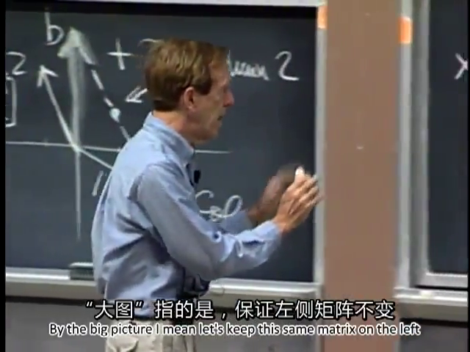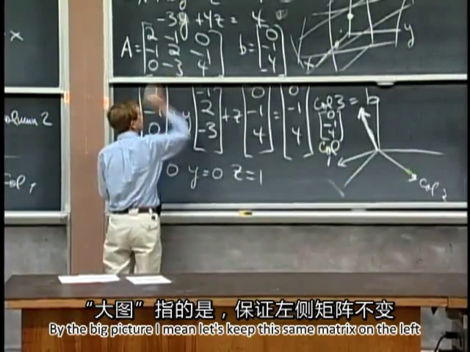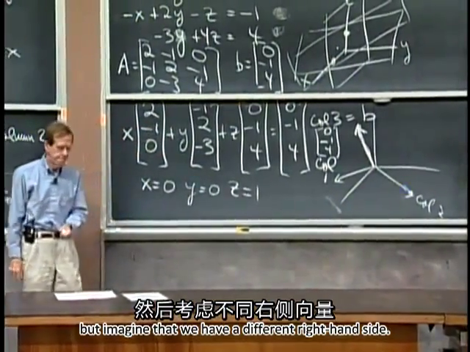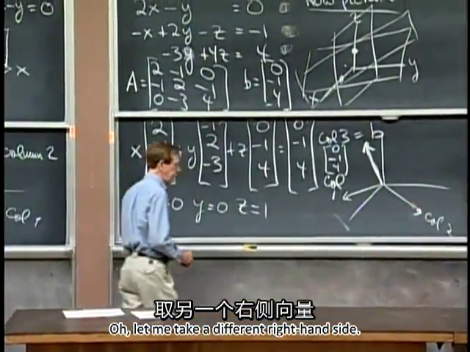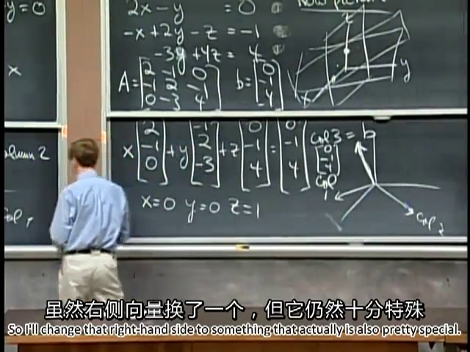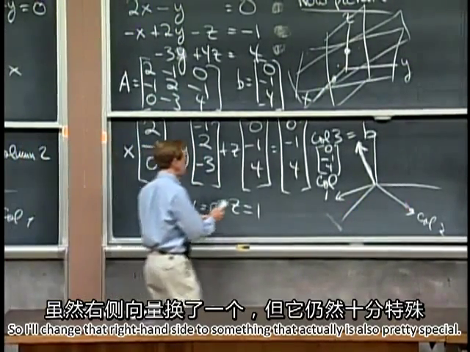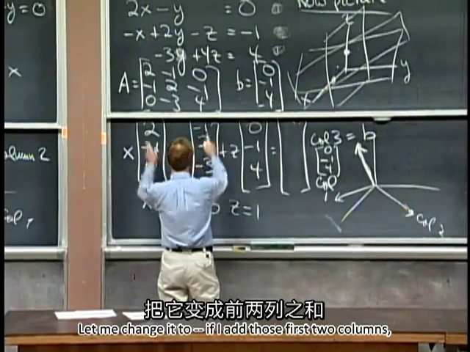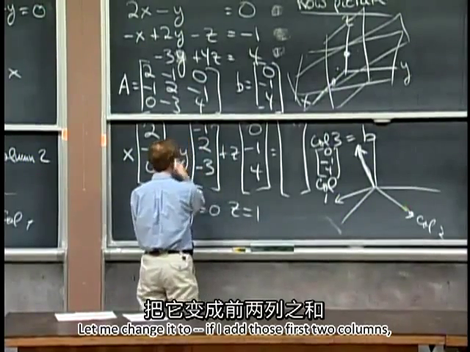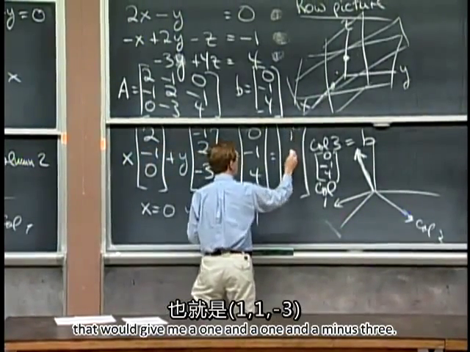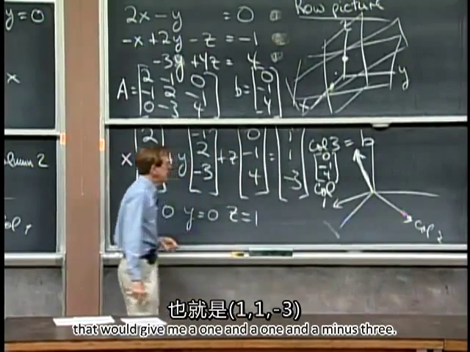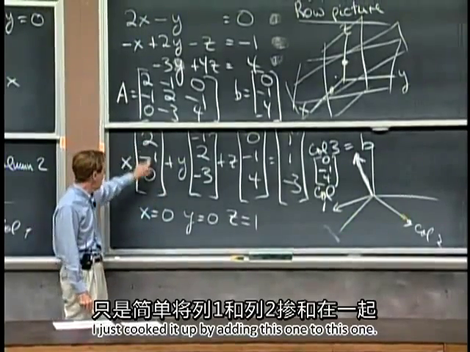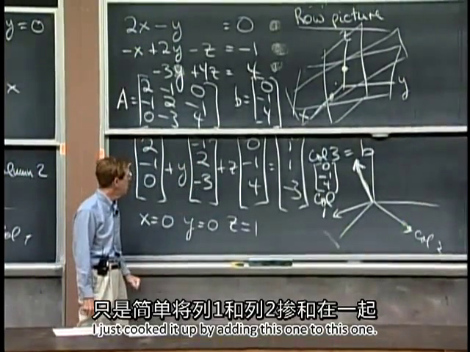By the big picture, I mean, let's keep this same matrix on the left, but imagine that we have a different right-hand side. So I'll change that right-hand side to something that is also pretty special. Suppose I add those first 2 columns, that would give me a 1 and a 1 and a minus 3. There's a very special right-hand side. I just cooked it up by adding this one to this one.